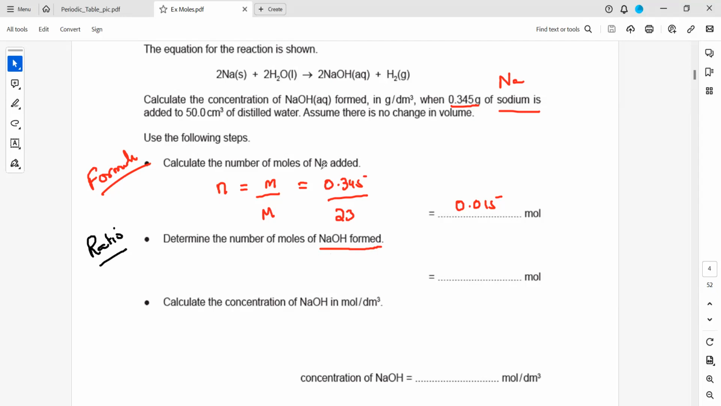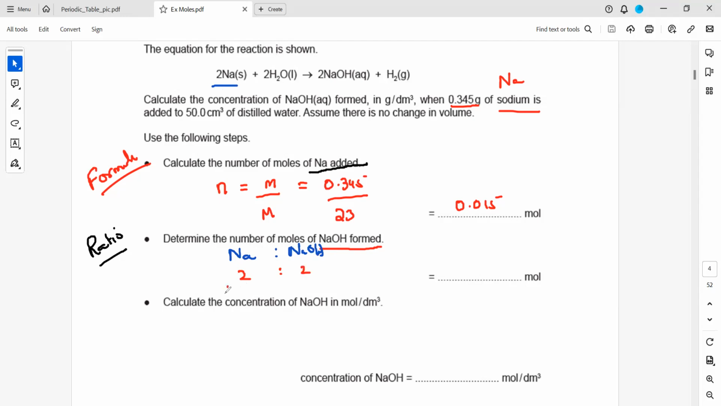What ratio will we take? We'll take a ratio between the quantity which we calculated in the previous part and the quantity which we need now. So here we'll take a ratio between sodium and sodium hydroxide. For the ratio you have to use the equation. How many moles of sodium are there in the equation? 2. Right. And how many moles of sodium hydroxide are there? That's also 2. So we can say they have the same ratio, 1:1.